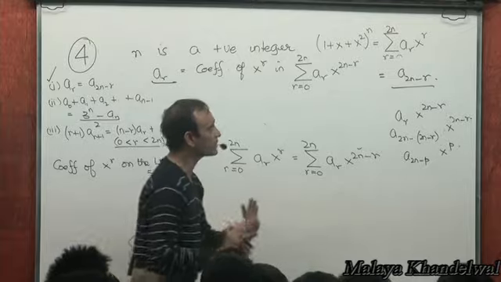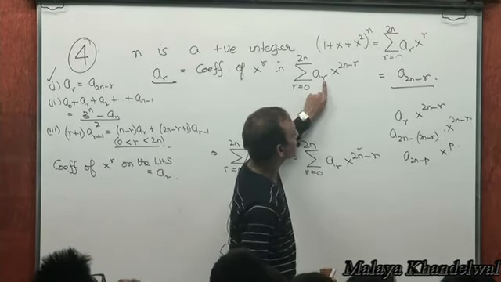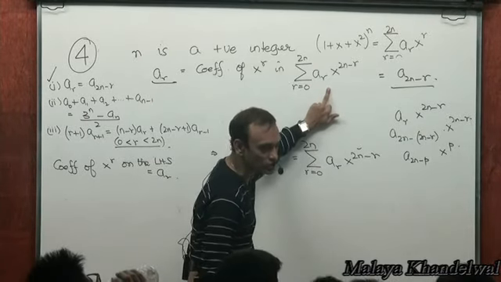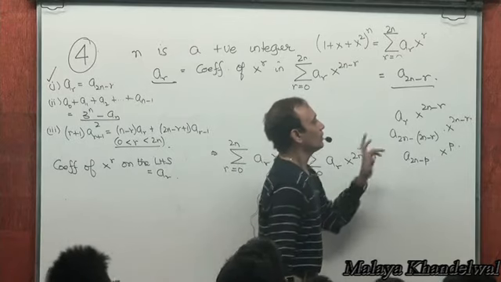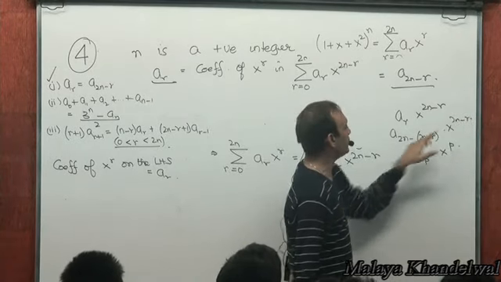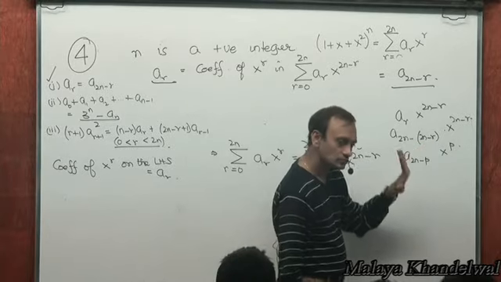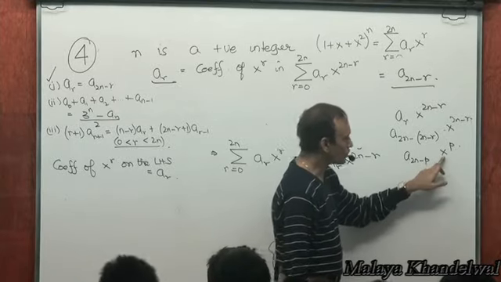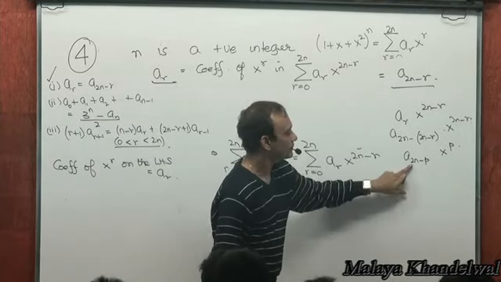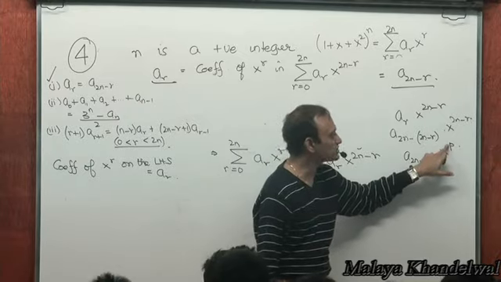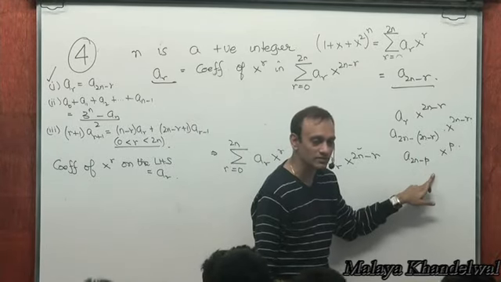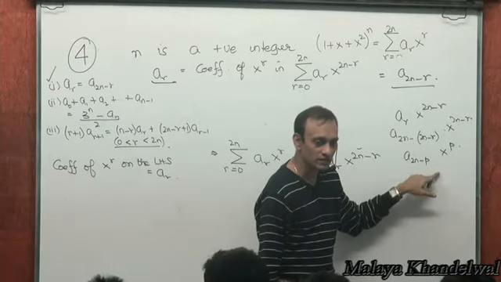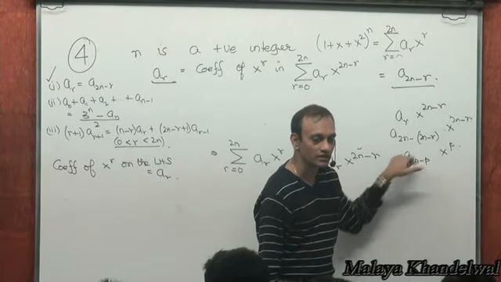Okay, that's fine. See, the general term of this summation is a 2n minus r x power 2n minus r, right? Clear? What is this like? This is like x power p, a 2n minus p. Is it not? So what is the coefficient of x power p on the right hand side? a 2n minus p. What's the coefficient of x power q on the right hand side? a 2n minus q. What's the coefficient of x power r on the right hand side?